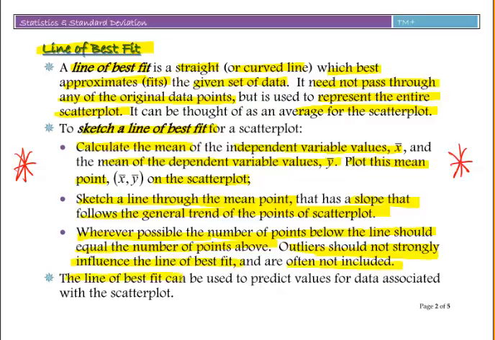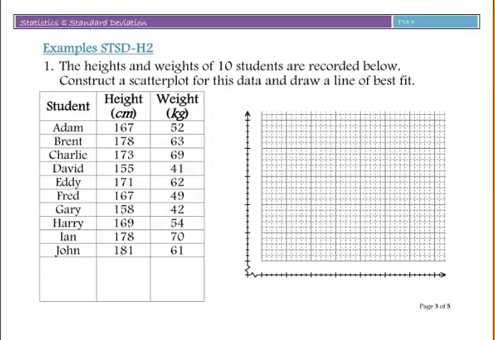Now the line of best fit can be used to predict values for data associated with the scatter plot. So we can find the equation of the line of best fit using y equals mx plus b and then predict other values. So let's look at an example. The heights and weights of 10 students are recorded below. Construct a scatter plot for this data and draw a line of best fit.